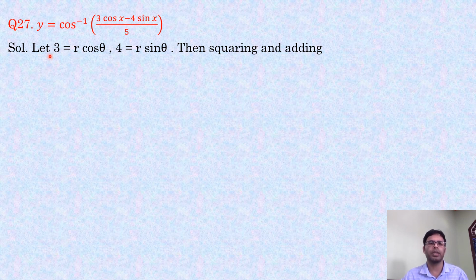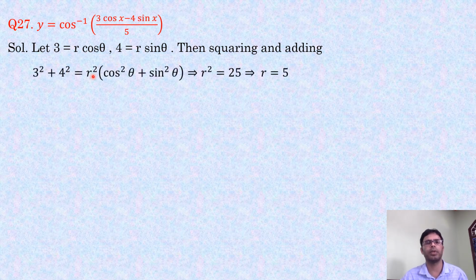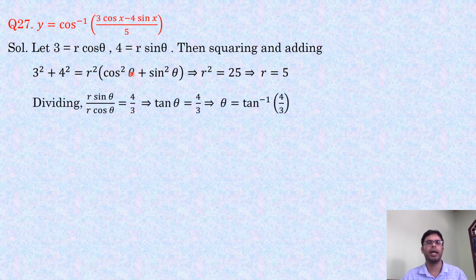So to find the value of r, squaring and adding, it is 9 plus 16, so 3 square plus 4 square equals r square, with r square common from cos square theta plus sin square theta. So r square is equal to 25, r is equal to 5. And to find the value of theta also, because r and theta are the substituted terms, you need those values. So to get theta, you divide this term by this term. Dividing, r sin theta divided by r cos theta is equal to 4 by 3. R and r cancel, so tan theta is equal to 4 by 3, and theta is equal to tan inverse of 4 by 3. So r is 5 and theta is equal to this.